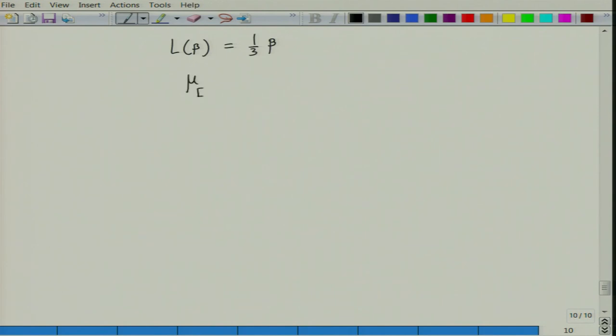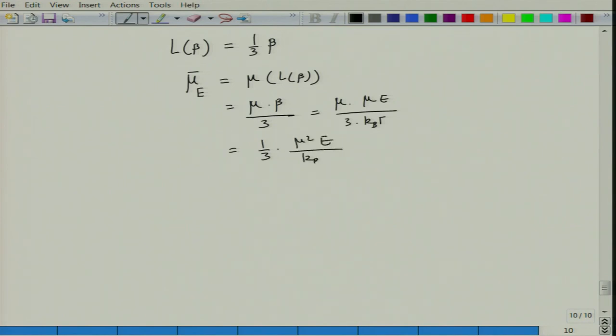So mu E bar is now approximated as mu into L(beta), which will be equal to mu into beta divided by 3. And what is beta? Beta is mu E divided by kBT. So this becomes 1 over 3 mu squared E divided by kBT, and this is equal to alpha into E. So alpha will be equal to 1 over 3 mu squared divided by kBT.